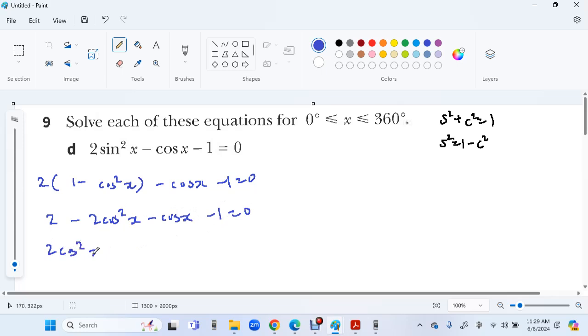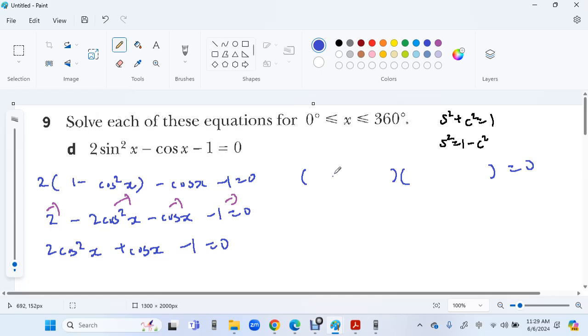Then we have 2 cos square x plus cos x minus 1 equal to 0. So I imagine I move all to the other side. So 2 cos square x plus cos x, 2 minus 1 is 1. Move to the other side will be negative 1. So next we can do the factorization.